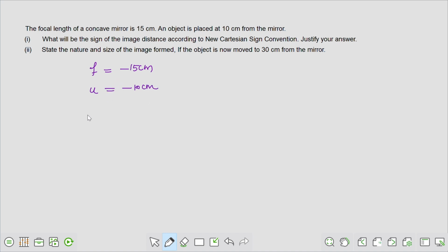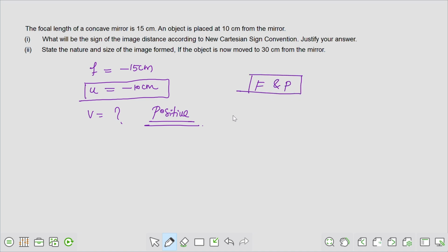Now we have to find the sign of image distance. So tell me, what would be the sign of image distance? Pause the video, think about it and comment. Absolutely. The sign of image distance will be positive. Why is it positive? Because object is placed within the focus. Here focal length is 15, but object distance is less than 15 centimeter, which means that it is between F and P. So if object is placed between F and P, where will you get the image?